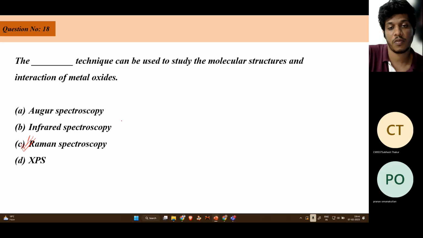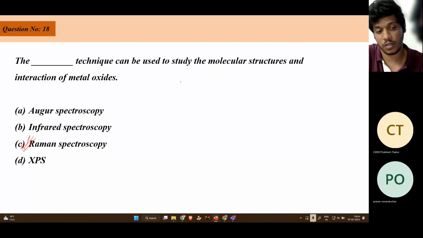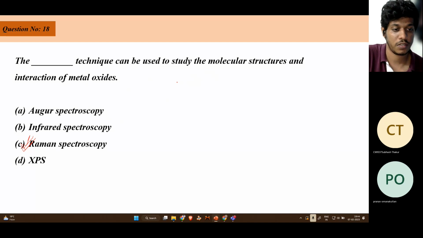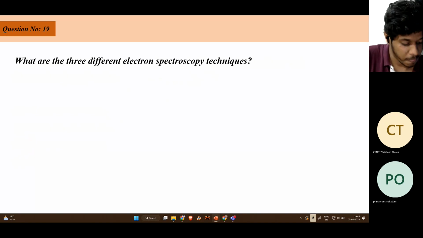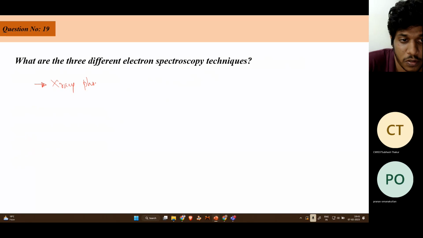So this gives us information about the structure of a molecule and its interaction with the other metal oxides. Okay, now to go forward, we can discuss the different spectroscopic techniques. The commonly used spectroscopic techniques are, first one, X-ray photoelectron spectroscopy.